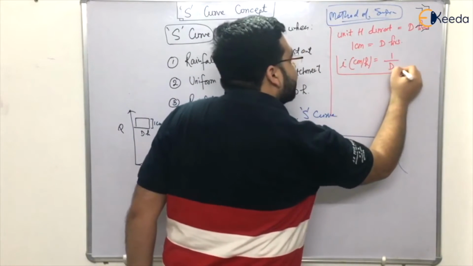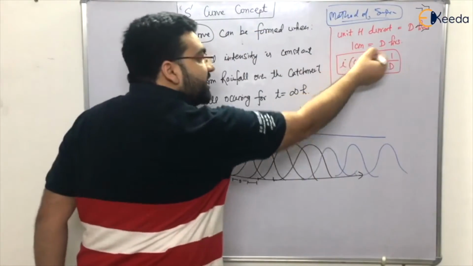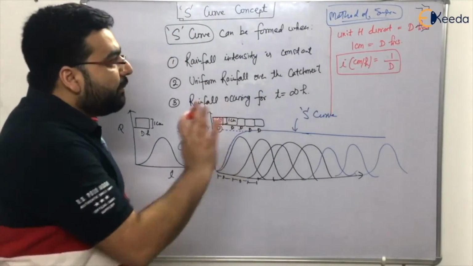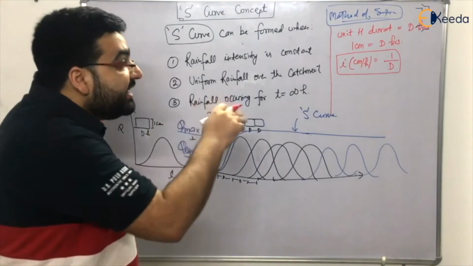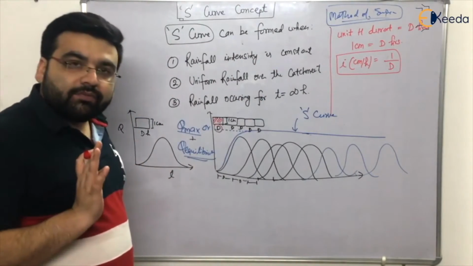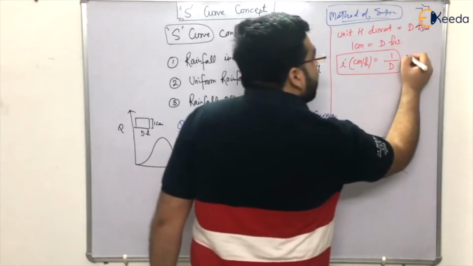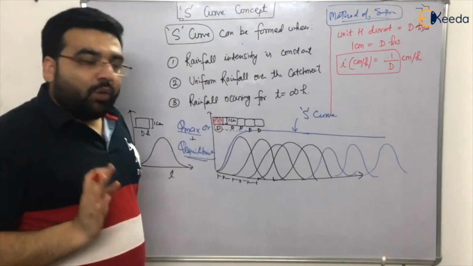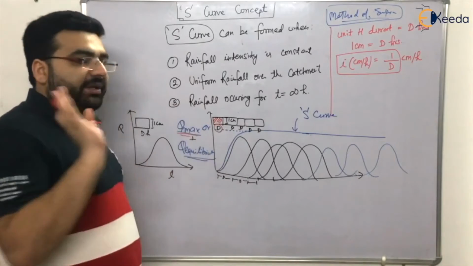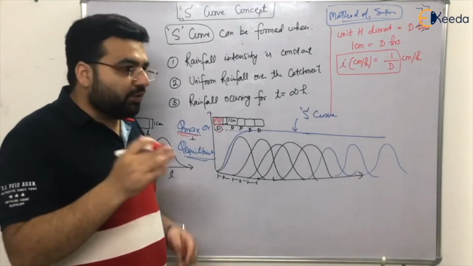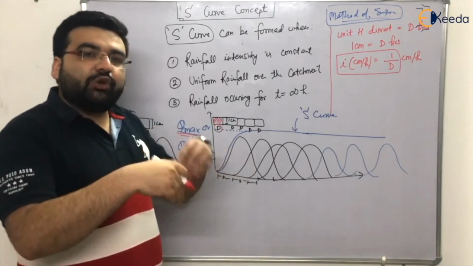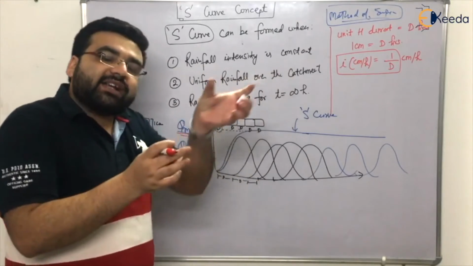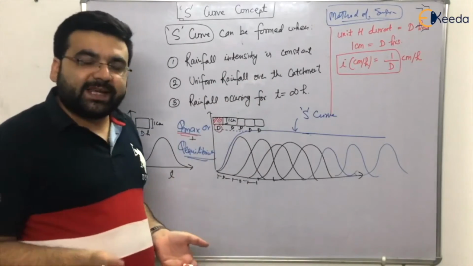Simple. Just compare the units, you will get it. Centimeters per hour, or 1 upon D, will be the intensity of that particular rainfall. Clear? What is the unit? Unit is centimeters per hour. Now you tell me, what is the unit of discharge? It is Q max, meter cube per second, or it can be meter cube per minute. So volume divided by time is the unit of discharge.